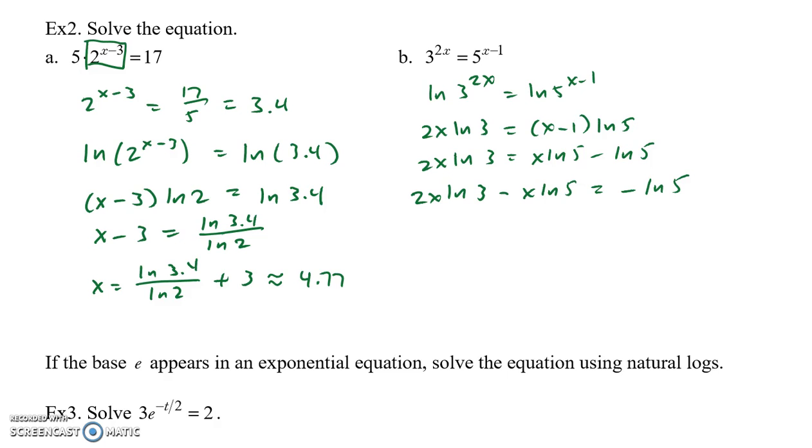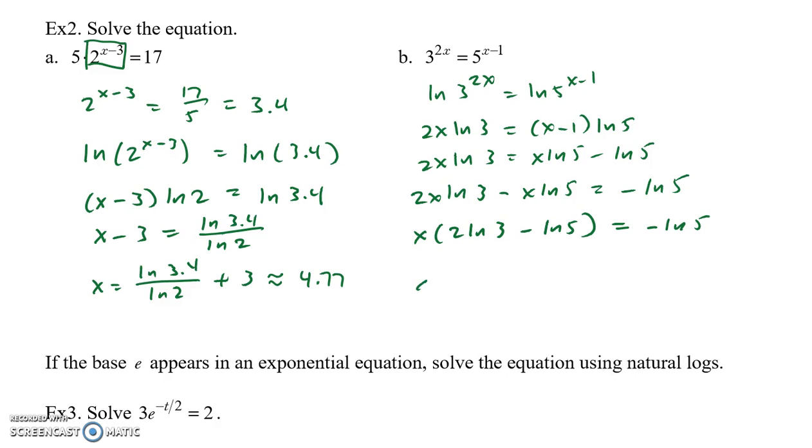So the better thing to do here, really the only thing we can do, is factor out x from both terms, leaving us with 2 ln 3 minus ln 5 in parentheses. And then still minus ln 5 on the right. Then we can divide both sides by 2 ln 3 minus ln 5 to solve for x.